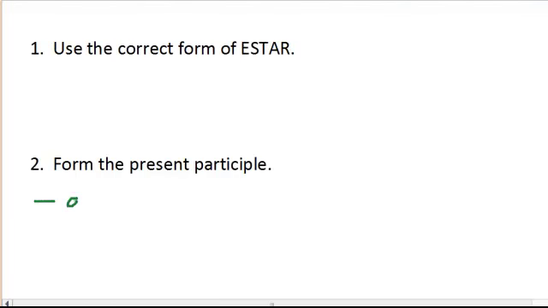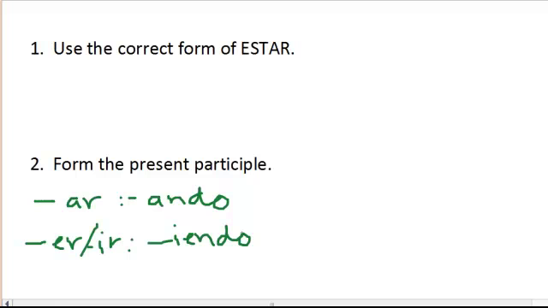Well, if the verbs end in AR, we would subtract the AR and add the participle ando. That is the equivalent of ing in Spanish. For verbs that end in ER and IR, we would use yendo. So for example, we have the verb hablar. It's an AR verb. So we take what we normally have after we drop the ending, and then we add ando. So hablando would be our present participle.